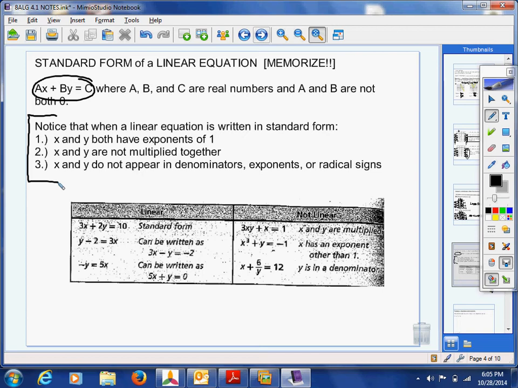Now this chart that's right here, I'm going to let you read it for yourself. It just tells you on the left, these are examples of linear equations. And on the right, these are examples of not linear equations. I'm going to let you look at the chart. If you have a question about any of those, bring that to class and let me talk you through it. I'm happy to do that for you.